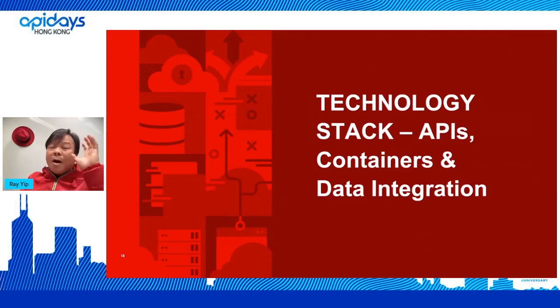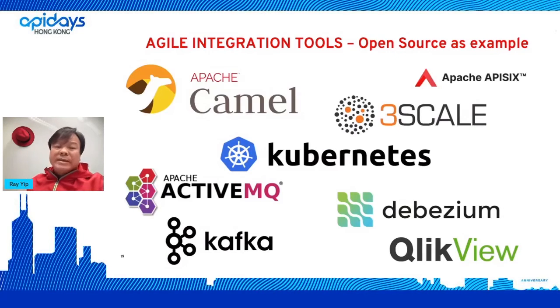Okay, let's talk about the technology stack. I'm going to give some examples of agile integration tools. Of course, you can use open source and some vendor tools, and whatever you use is up to you. I just bring out some examples here. For integration, you can use the open source Apache Camel. For the API management gateway, you can use Apache APISIX and also 3scale. And for message queue or event streaming, you can use MQ and also Kafka.